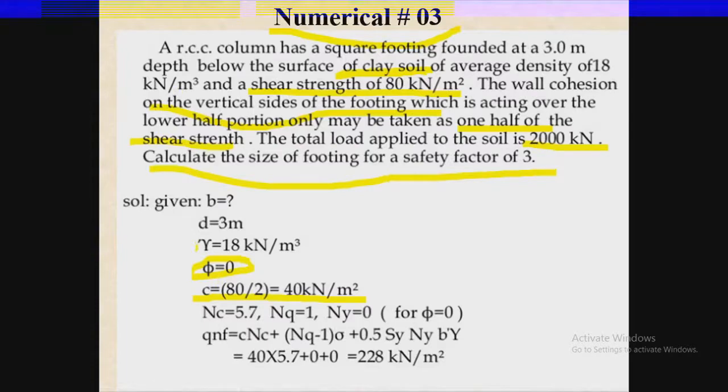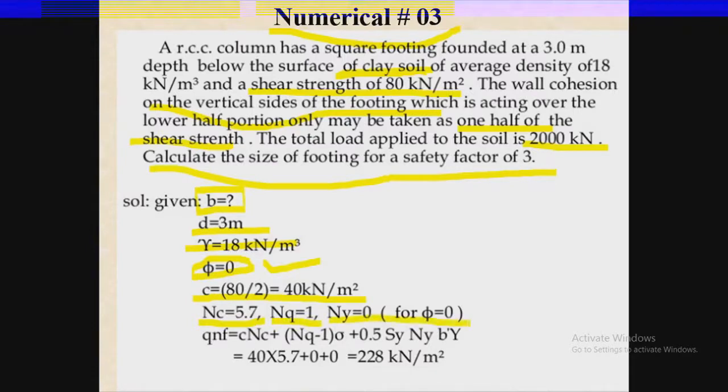Unit weight of the soil is also mentioned. Gamma is equal to 18 kilonewton per cubic meter. Depth of foundation is also mentioned. D is equal to 3 meter. What we are missing is the size of the footing, also known as the width of the footing. So based on the phi value equal to 0, the bearing capacity factors will be Nc equal to 5.7, Nq is 1, and N gamma is 0.